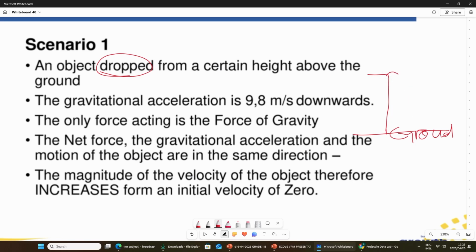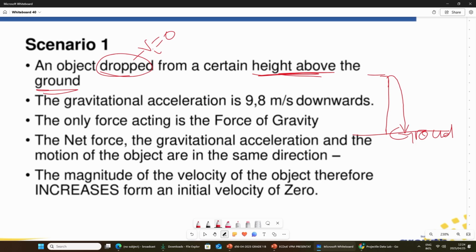Okay, let me use a different pen. Sorry about that. Okay, so if it is dropped there, that means it's from a certain height. Then who dropped them? We must know that if the ball is dropped, then the initial velocity is going to be given as 0. And also it is dropped from a certain height above the ground, because we cannot drop a ball that is already on the ground.